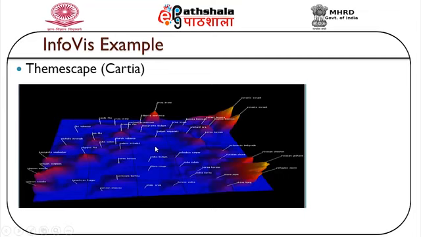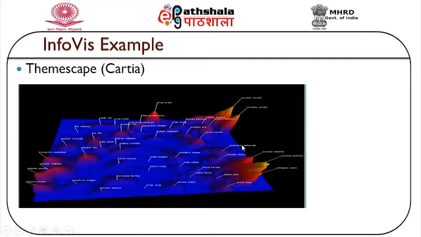Next is a themescape. The next information visualization example is a themescape generated by CATIA. It shows the document and the changes made to it, and it also shows the occurrence of themes. Suppose the document theme is a sports item: wherever inside the document that sports item has been stressed, those areas are shown as raised areas in red color, and where information about sports is very little, it is shown in blue color.